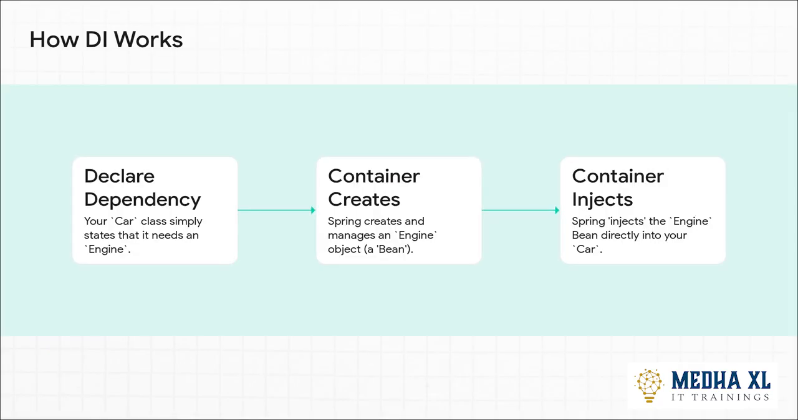So how does this magic actually happen? It's really just a simple three-step dance. First, your car class basically just raises its hand and says, hey, I need an engine to work. You might do this with an annotation like @Autowired. Second, the Spring container, which has already scanned your code, says, I gotcha, and it builds and manages an engine object, which Spring calls a bean. Then finally, when your application needs a car, the container just takes that engine bean it made and injects it. The car gets exactly what it needs without ever knowing or caring how the engine was built.